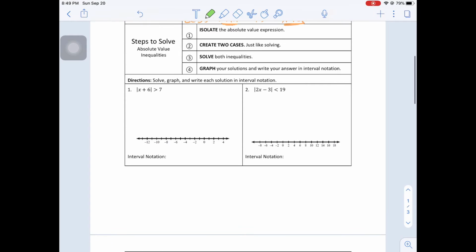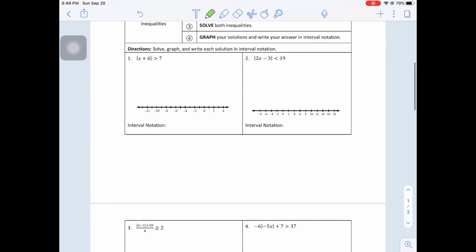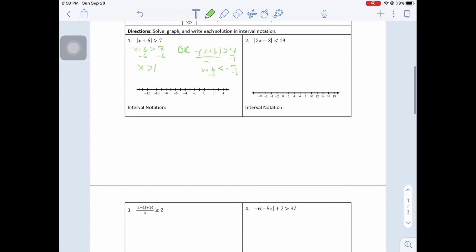As we said, steps: isolate, create your two cases, solve both sides, and then with inequalities we have to graph. So let's do some examples. So isolated inequality, already done. So then we're going to say x plus 6 is greater than 7. Okay? Because this is a greater than sign, it's going to be an OR statement. So OR negative x plus 6 is greater than 7. So then we solve for x on the left side, we subtract 6, we get x is greater than 1. On the other side, we divide by -1, we get x plus 6 is less than -7. Subtract 6, and we get x is less than -13.